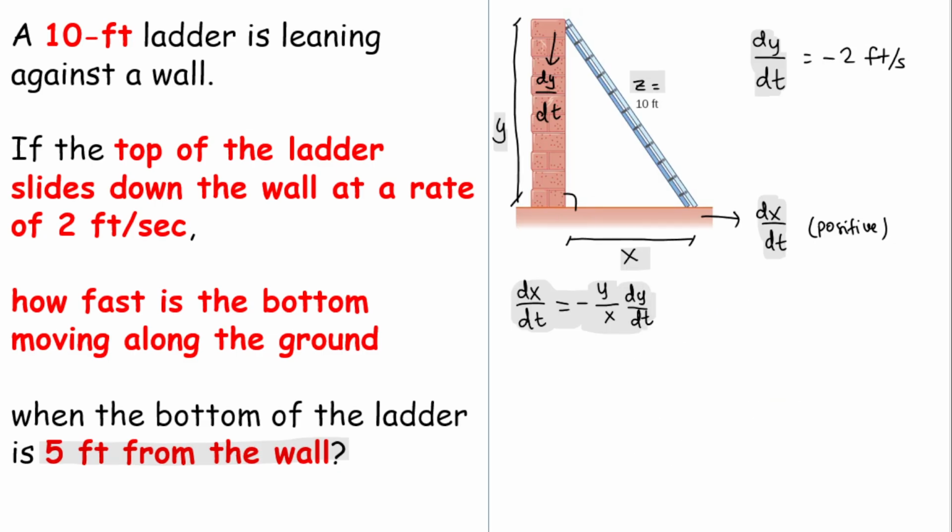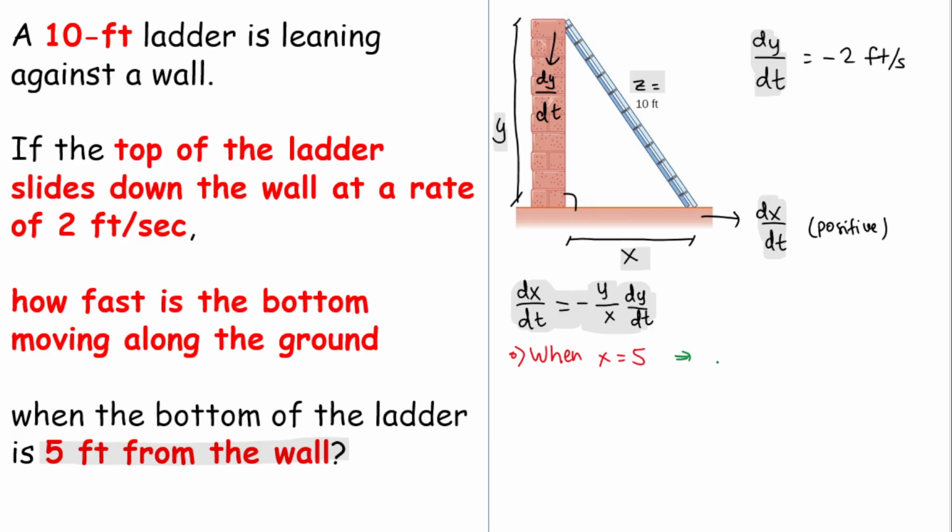Okay, now what we need to do is plug in the values when the ladder is 5 feet from the wall. That means that x is equal to 5 feet. But then we also need the value of y. dy/dt, we know it. So the only unknown value here is y. And how do we get y? We can just use the Pythagorean theorem.